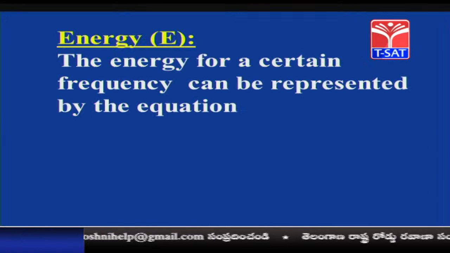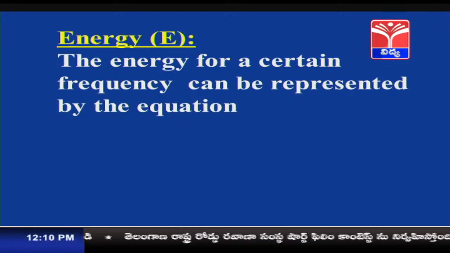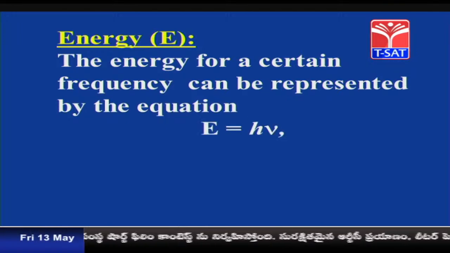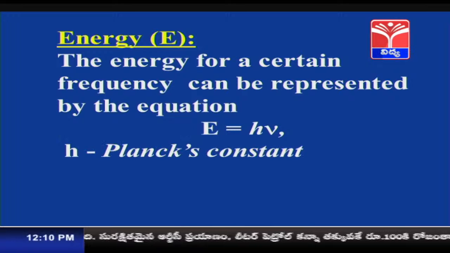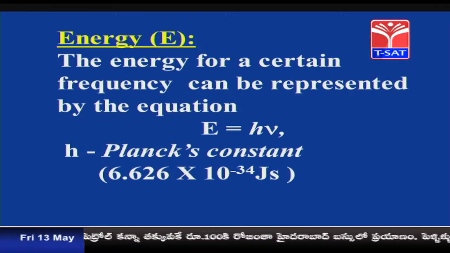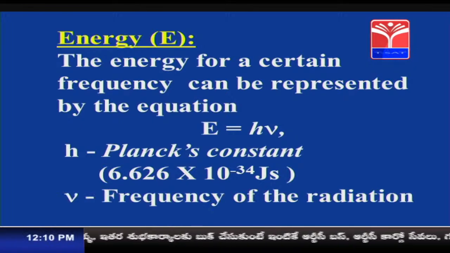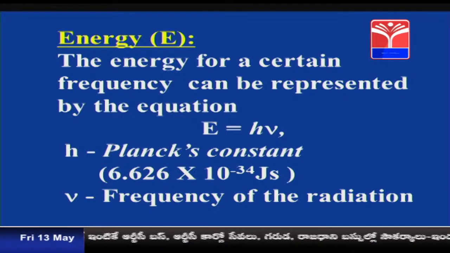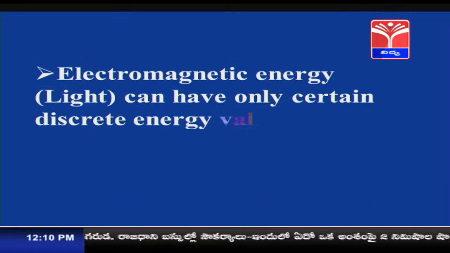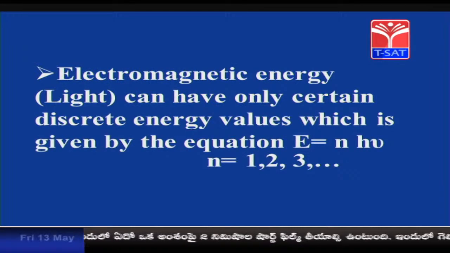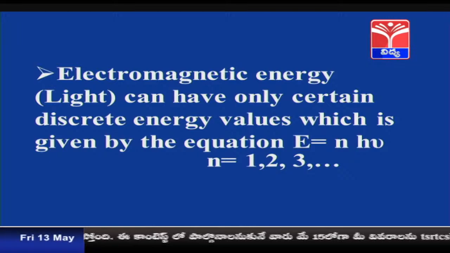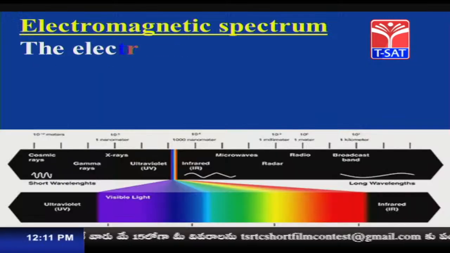And another one is energy. The energy of a certain frequency can be represented by the equation E = hν. Here E stands for energy, h stands for Planck's constant, whose value is 6.626 × 10^-34 joule-seconds, and ν indicates the frequency of radiation. Electromagnetic energy, that is, light, can have only certain discrete energy values, given by the equation E = nhν, where n = 1, 2, 3.